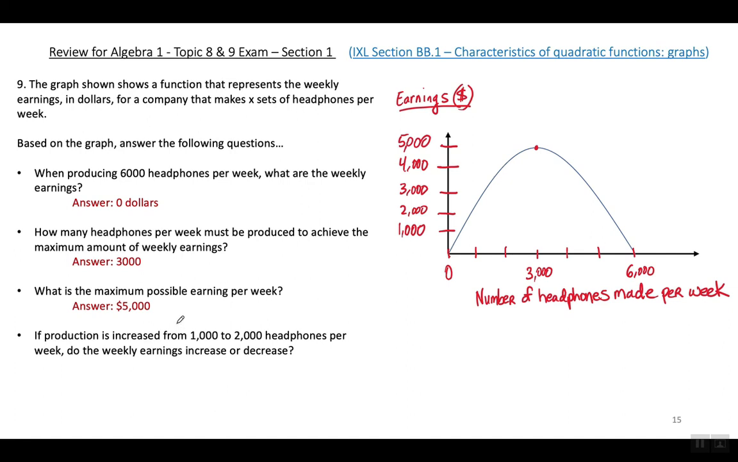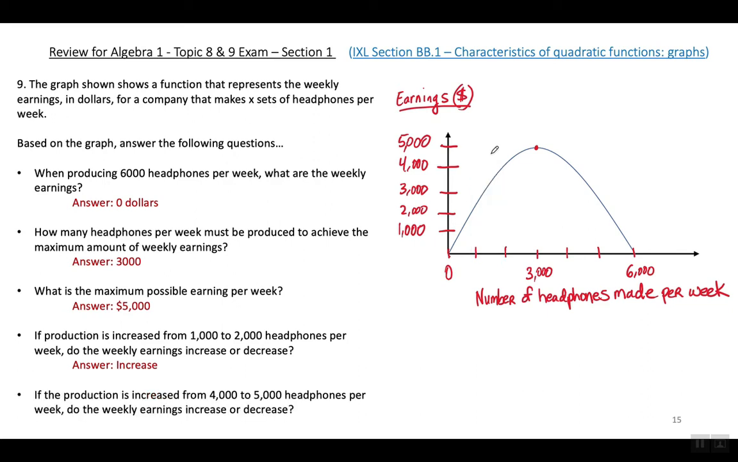If production is increased from 1,000 to 2,000 headphones per week, do the weekly earnings increase or decrease? So if we're at 1,000 headphones per week, and we increase that to 2,000, look up here. Look at our graph. Do the weekly earnings increase or decrease? That looks to me like it's increasing. Yep, increase. Okay, last question.